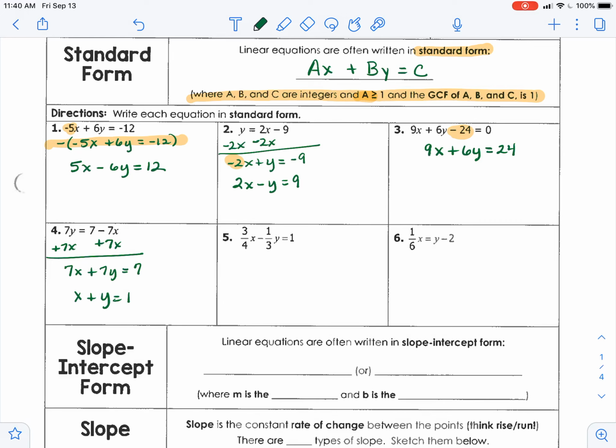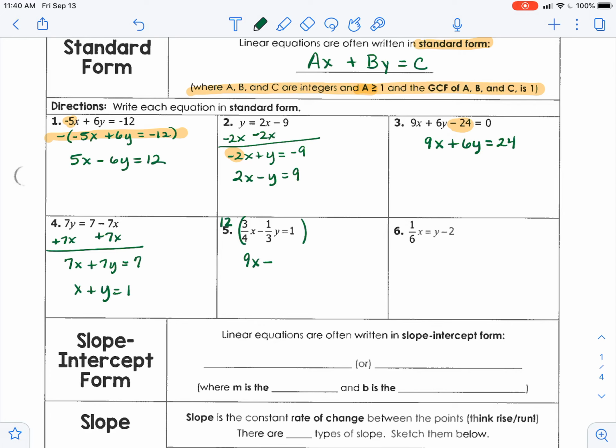Okay? Now, when there is a fraction, you can do this one of several ways. One would be to multiply by 4, because that's my denominator on my x. I would probably go ahead and multiply everything by 12, my common denominator. And we've done that before when we solved our equations. So 12 times 3/4 would make it 9x, minus 1/3 of 12 would be 4y equals, and again, 12. Be sure you go all the way through your equation. Okay?